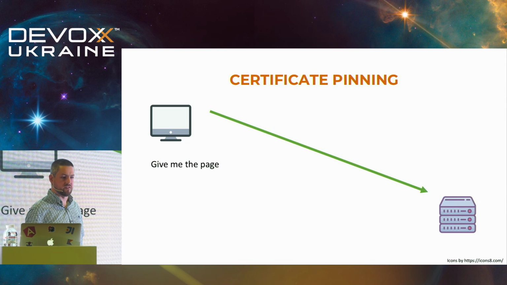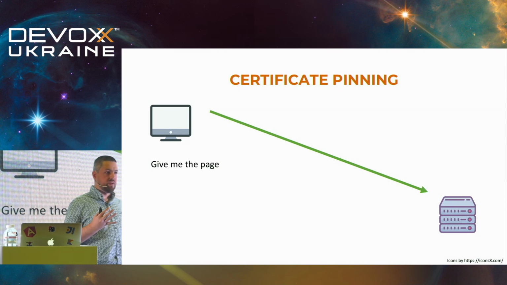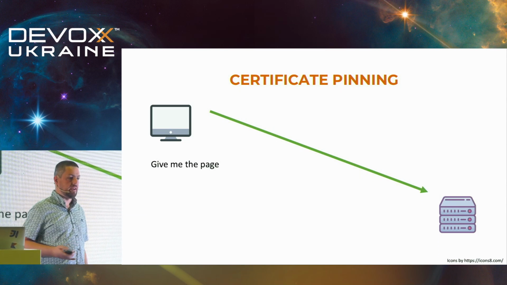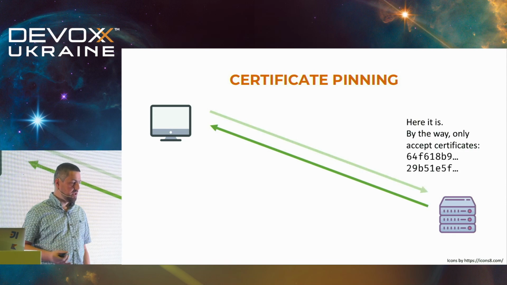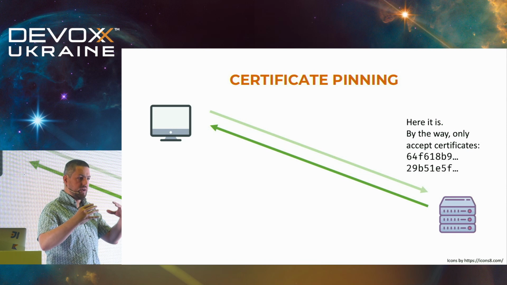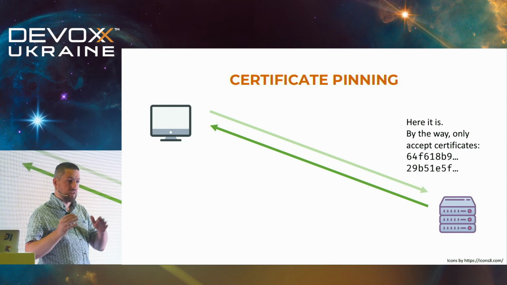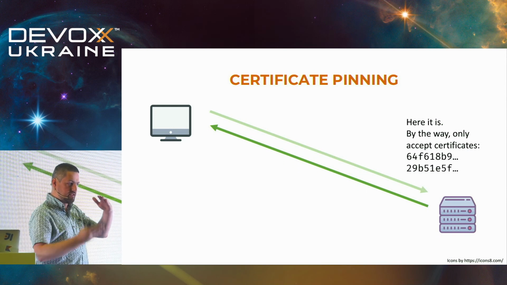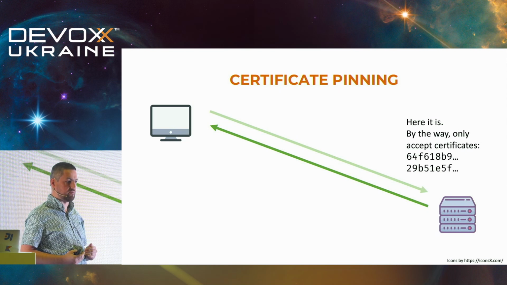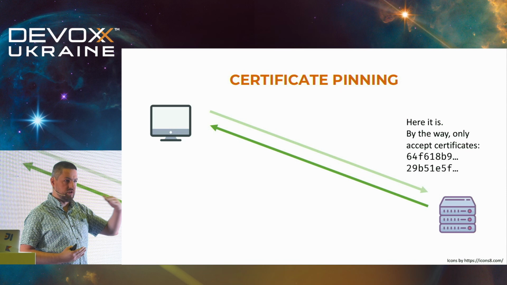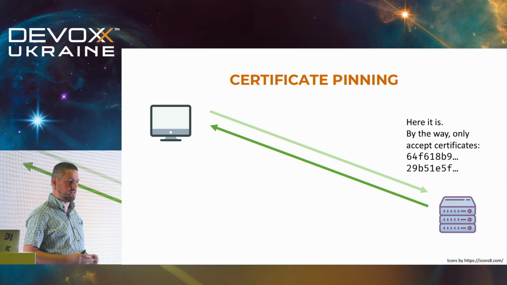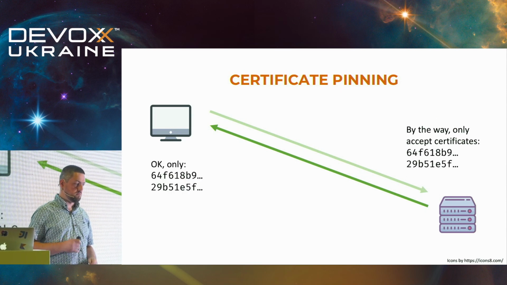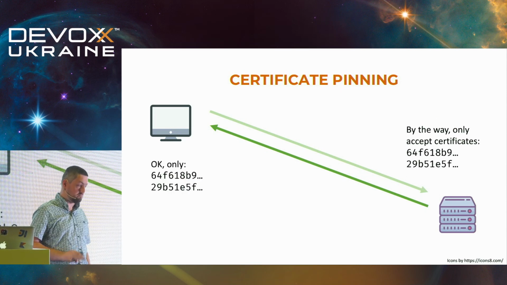To mitigate this, certificate pinning was implemented. What certificate pinning does is, well, the client says, okay, give me the page. The server returns the page, and it returns also a header that says, okay, I have a set of certificates that you are allowed to accept. Only the ones with these SHAs are valid for me. So the next time the client says, okay, only those.